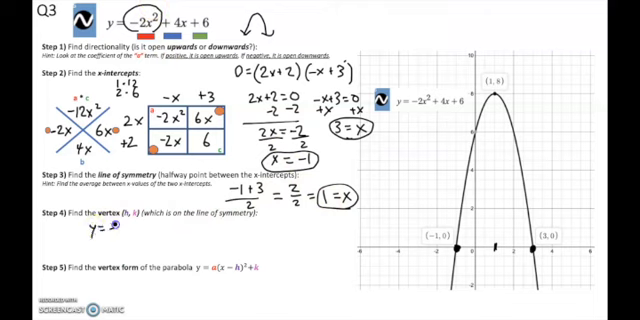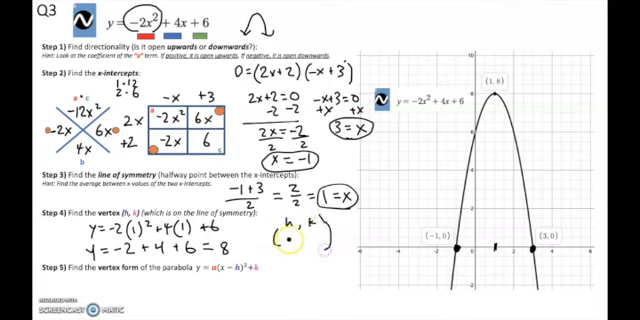Y is equal to negative 2 times 1 squared plus 4 times 1 plus 6. So 1 squared is 1 times negative 2 is negative 2 plus 4 plus 6. So negative 2 plus 4 is 2. 2 plus 6 is 8. So our h comma k will be at 1 comma 8. Now that we found our vertex, let's find our vertex form.